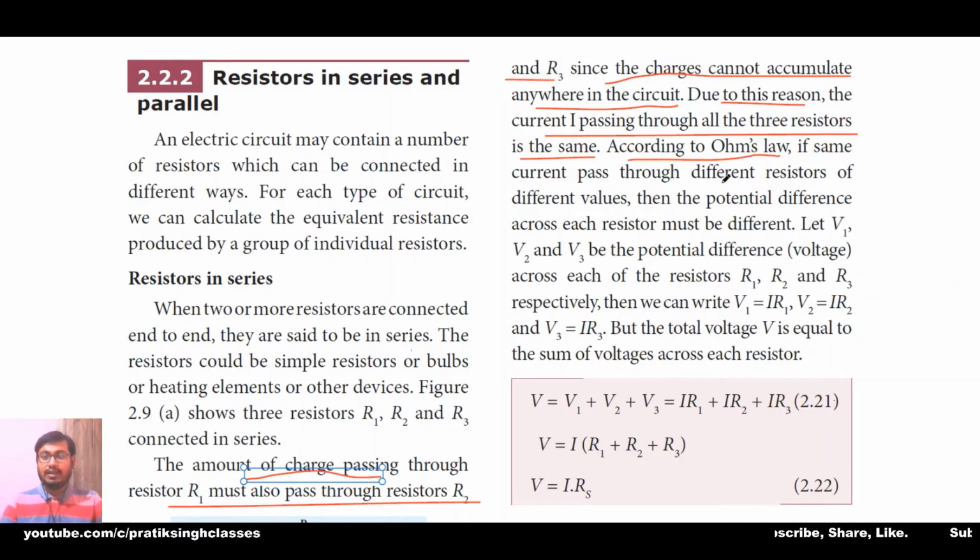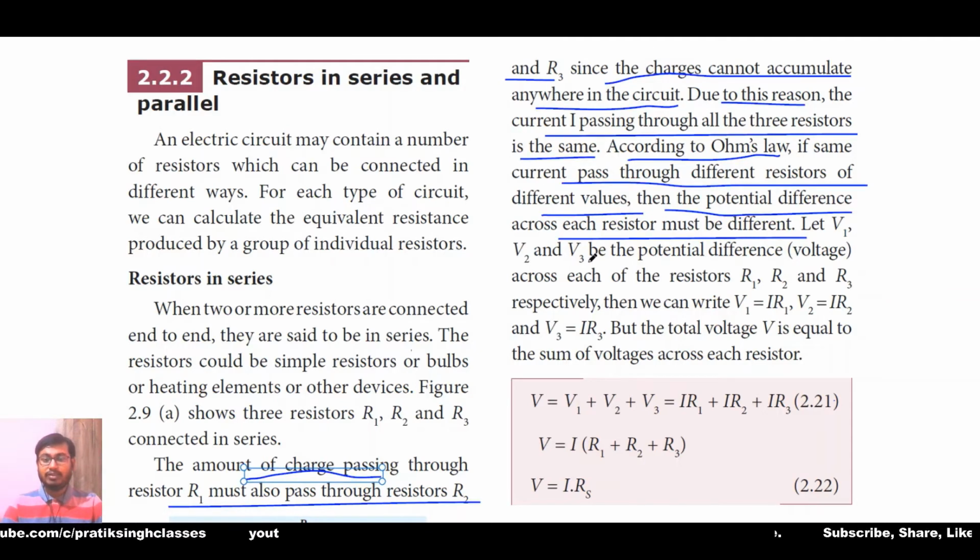According to Ohm's law, if the same current passes through resistors of different values, then the potential difference across each resistor must be different. Suppose for resistor R1 we have a potential difference of V1, for resistor R2 we have V2, and for R3 we have V3 respectively. Then we can write that V1 is equal to IR1, V2 is equal to IR2 and V3 is equal to IR3. Here the current value in all three is the same, but the voltage is different because their resistance values are different.